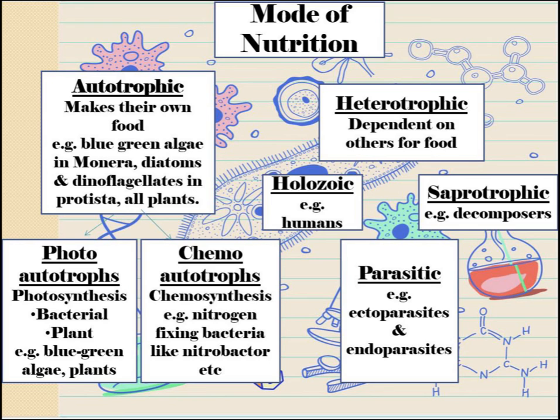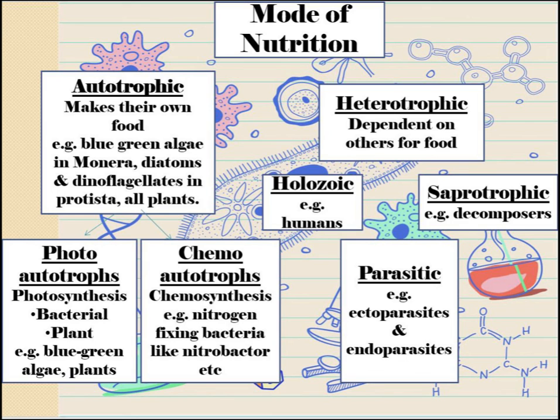And heterotrophs are, like we are, dependent on others for food. Heterotrophs are divided into two types, that is holozoic and saprotrophic. What are holozoics? We, the human beings. And what are the saprotrophics? Those are the decomposers. After having the food, they decompose the food, and from there we get, you can say, a hen.